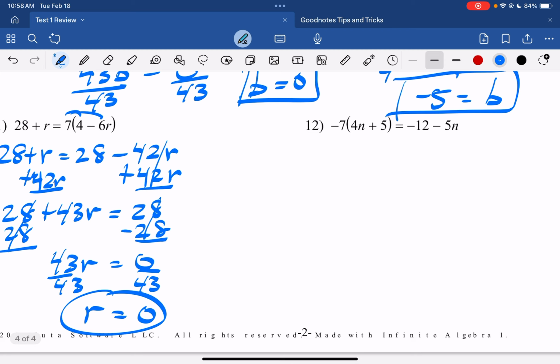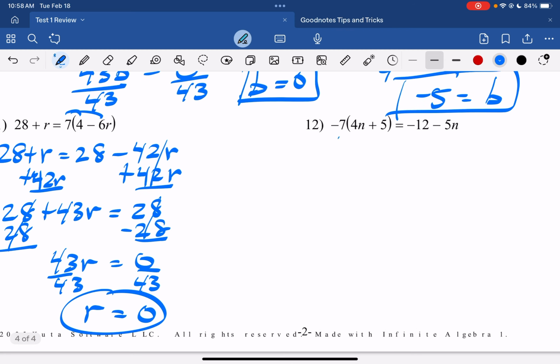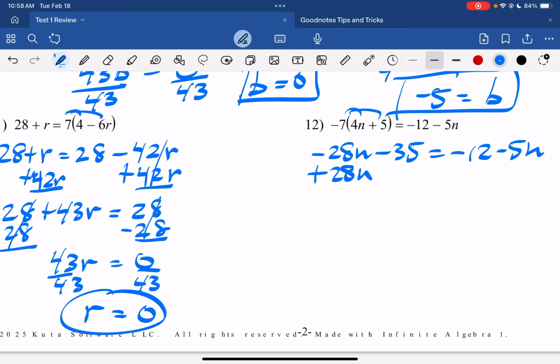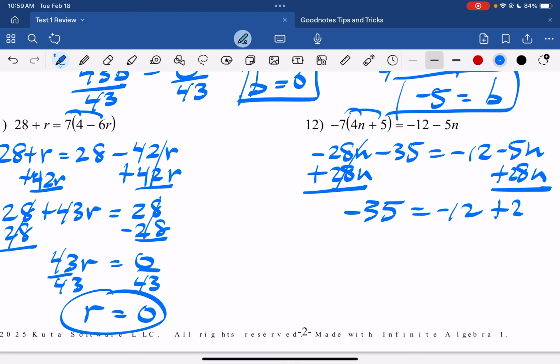Okay, last problem. Distribute negative 7 to here. It's negative 28n minus 35, and it's equal to negative 12 minus 5n. The smaller n is the negative 28n. I'm going to get rid of that, do the opposite, put it over here, 0 here. I'm going to leave negative 35 alone. This is negative 12 plus 23n.